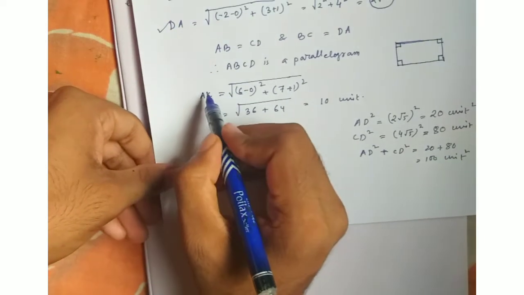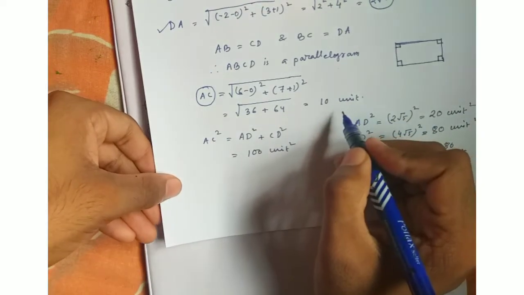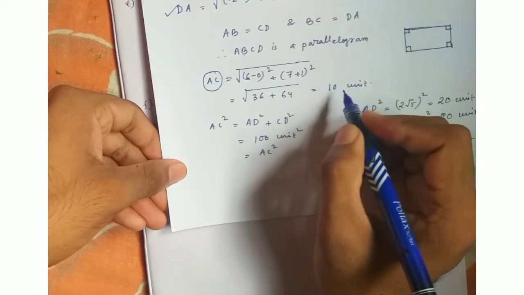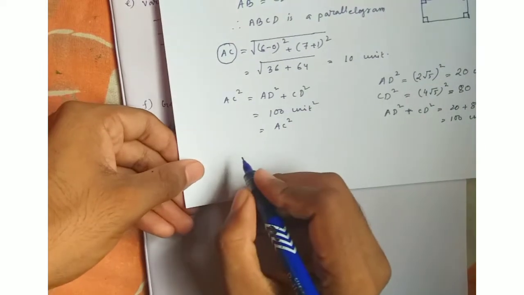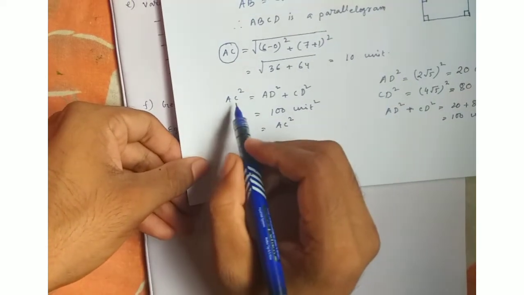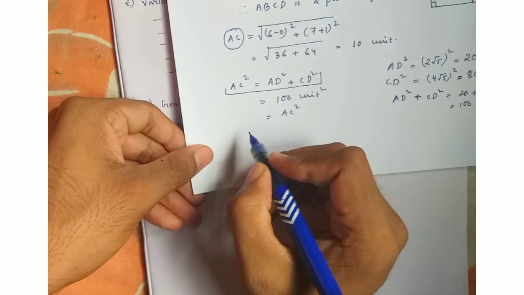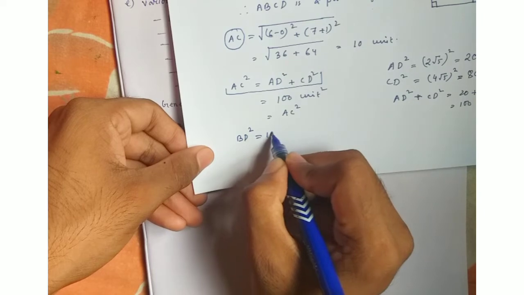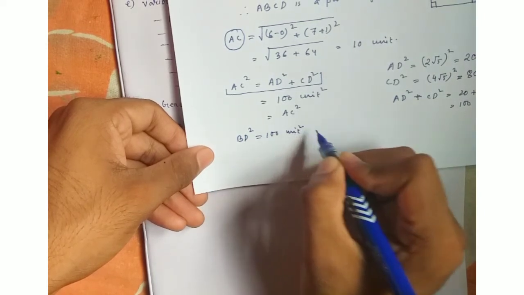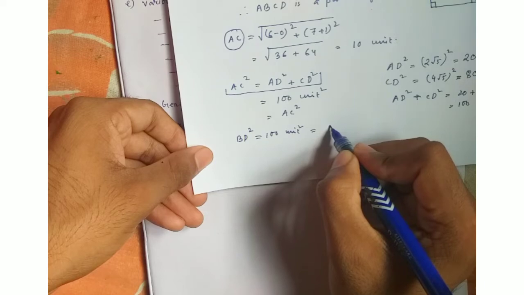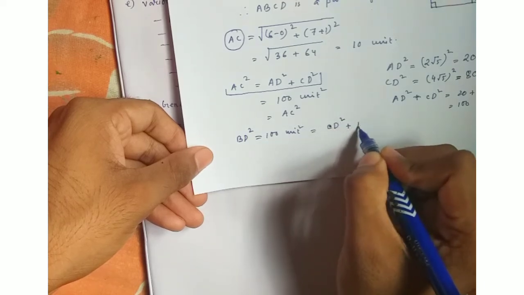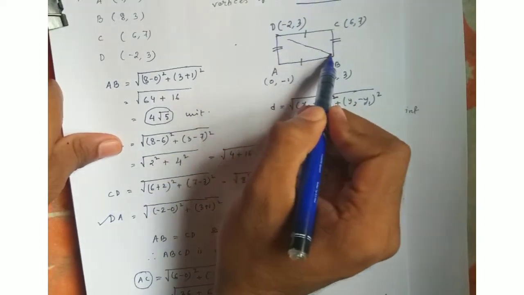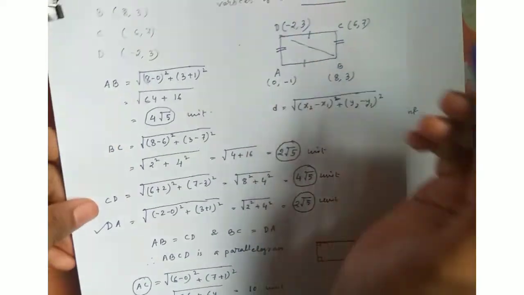And also we have AC equal to 10 unit, so AC square is 100, because 10 square is 100. Now we have proved that AC square is equal to AD square plus CD square. Similarly, we can have BD square equal to 100 unit square, which is equal to BC square plus CD square. You can check it also.